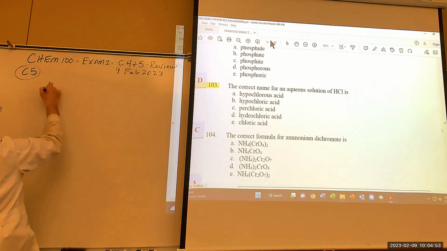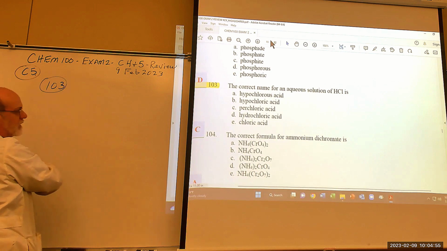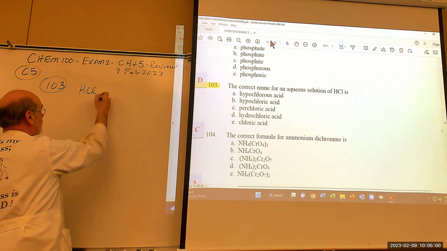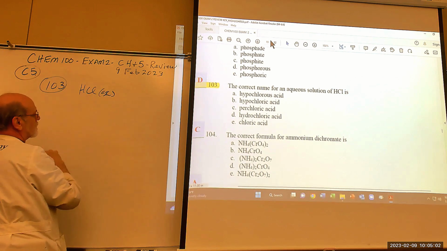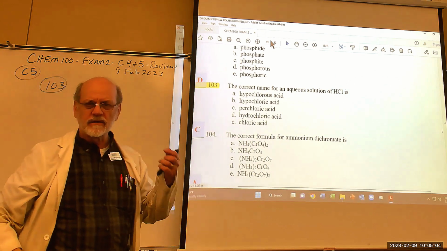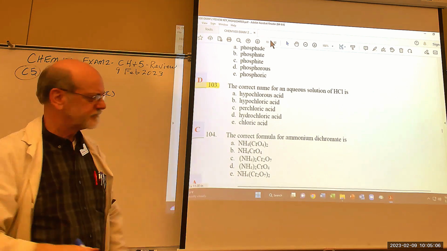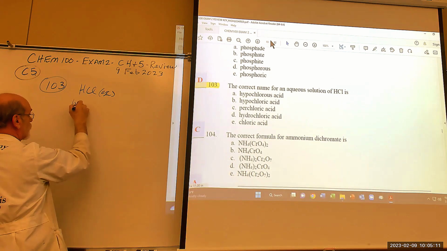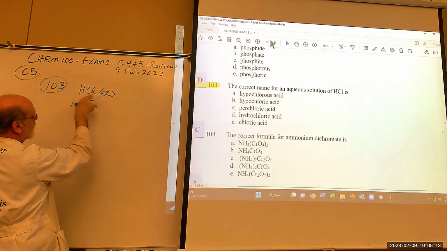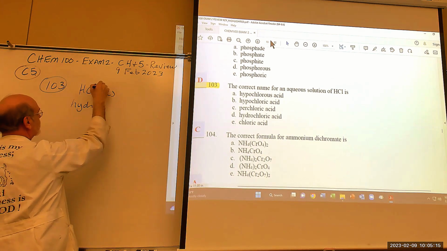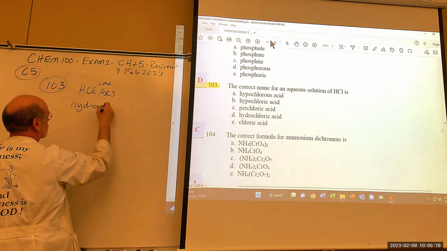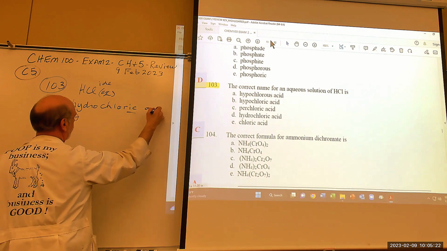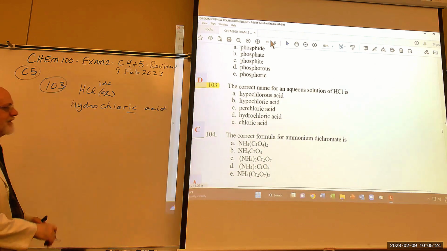(103). Aqueous solution of HCl. Okay. This aqueous, I think we got one of these before, but it was in a combination. So this is, it starts with hydro because there's no oxygen, and chloride becomes ic, chloric acid. Okay.